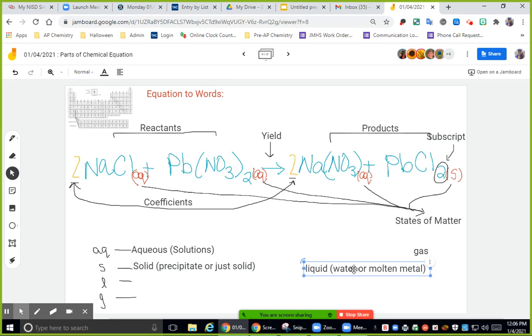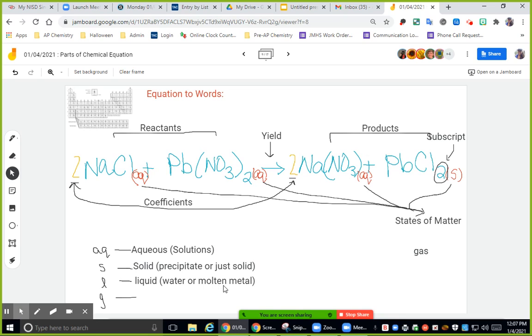All right, L. L is liquid. That makes sense. However, this is complicated. And you're probably going to overcomplicate it later. Liquid and aqueous are not the same thing ever. Liquid means that its state of matter as a pure substance is a liquid thing. That's why I had to add in this molten metal.